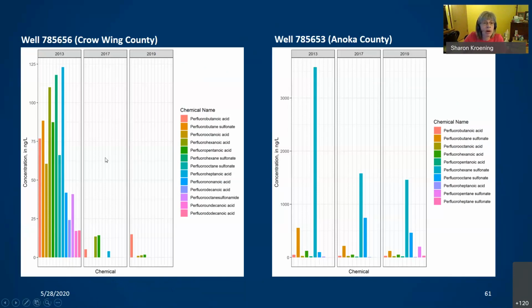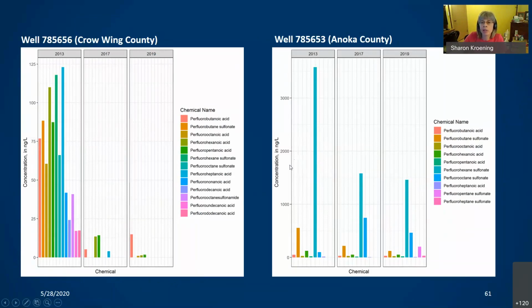This first graph just shows a bar chart of the various PFAS that were detected in a water sample in this monitoring well in Kroening County, which is just located in a residential area. In 2013, we found all of the 13 PFAS that we monitored for in the water sample. But in subsequent samplings in 2017 and 2019, we only found 4 different PFAS and at much lower concentrations.